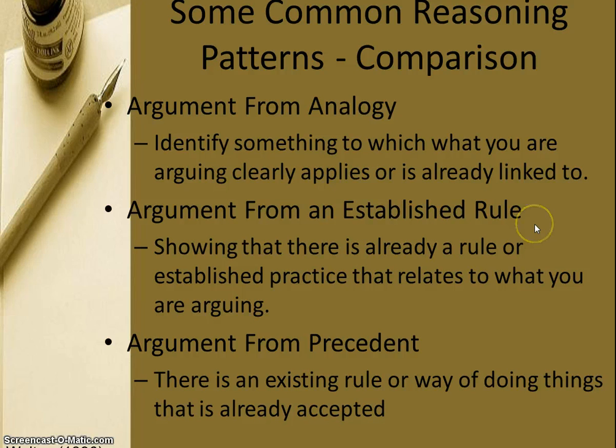An established rule. So there's already a rule in place that talks about something that's very similar to what you're talking about, and so you just have to connect what you're talking about to this item that already has a rule. And that's very similar to analogy and very similar to arguing from what we call precedent. There's something that's happened before that's already accepted.